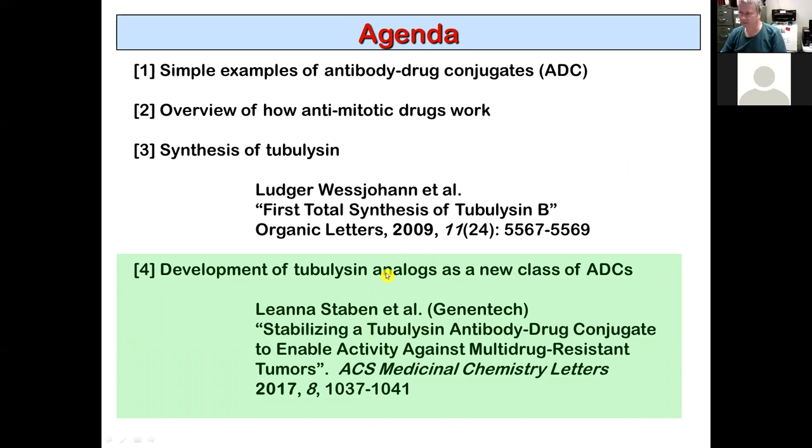All right. So development of tubulin analogs as a new class of ADCs. So this is a Genentech paper. So just down the road. Genentech's an amazing company for a lot of reasons, but they make antibody drug conjugates as one of their market areas. And so this paper is called Stabilizing a Tubulin Antibody Drug Conjugate to Enable Activity Against Multi-Drug Resistant Tumors. ACS Medicinal Chemistry Letters 2017. So this paper is on the iLearn site also.